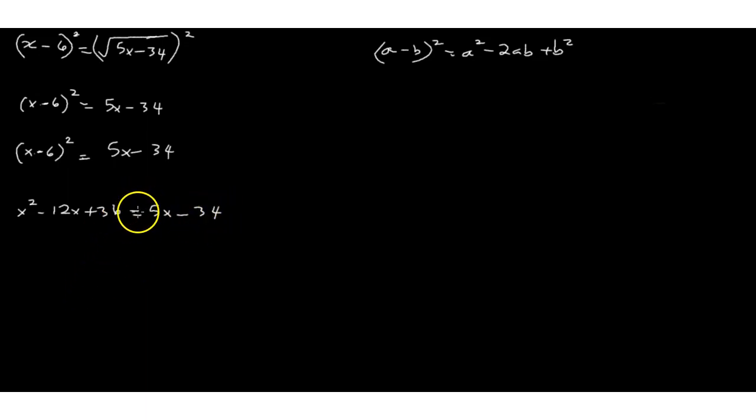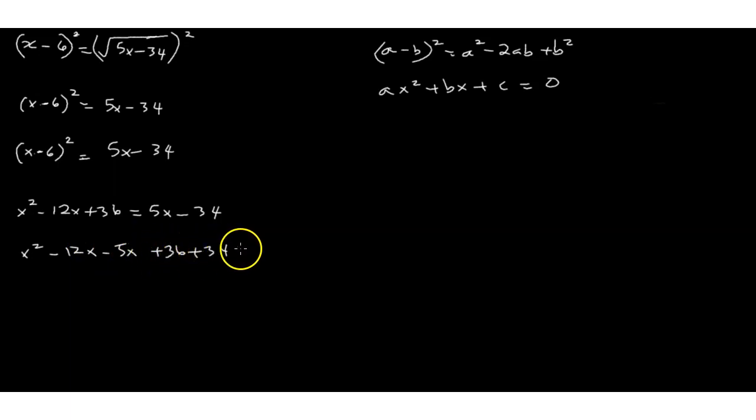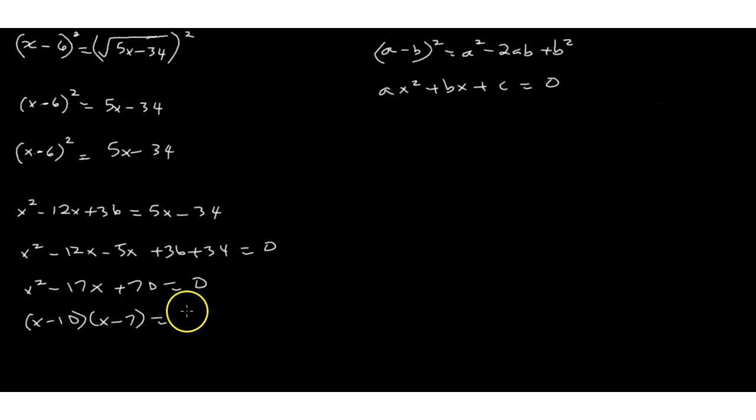So now we'll go ahead and try to write this in this form: ax squared plus bx plus c equal to 0. So this is going to give me x squared minus 12x minus 5x plus 36 plus 34 equal to 0. So we have x squared minus 17x plus 70 equal to 0. And you can use the quadratic formula, or you can just factor this. This is going to give you x minus 10, x minus 7 equal to 0.